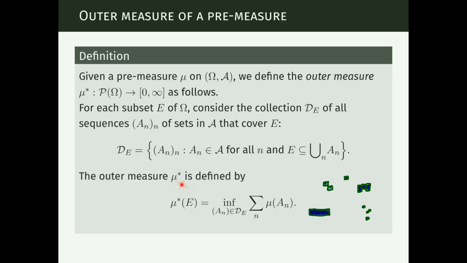Then the outer measure, mu star, is defined as the infimum of the measures of all these collections that can cover the set like this. So we try to cover the set with the least amount of waste, and as we take the infimum, this defines a number for us. We call that number the outer measure of the set E.